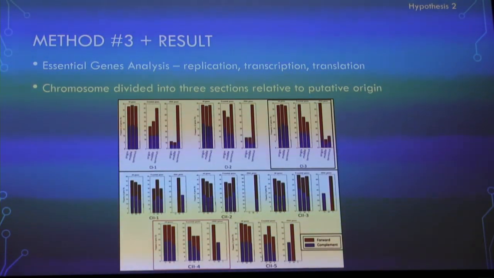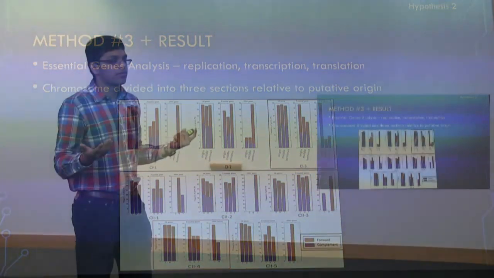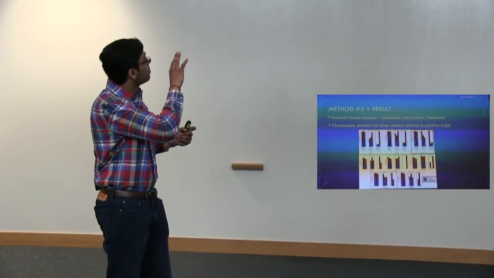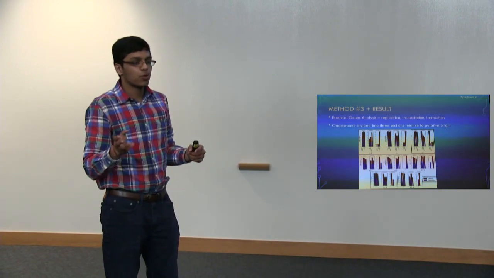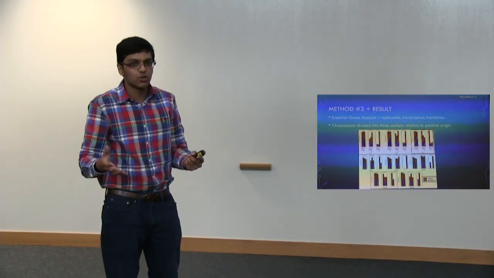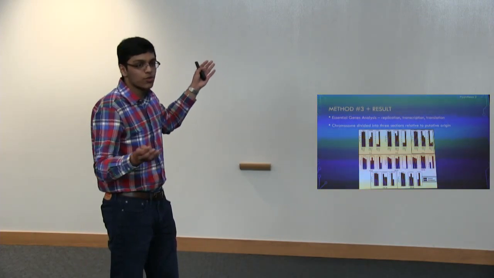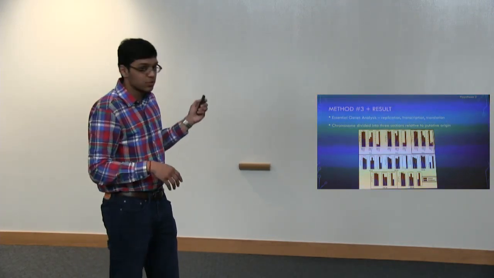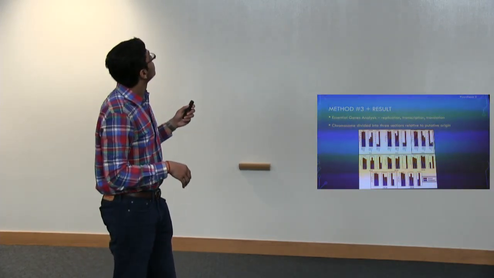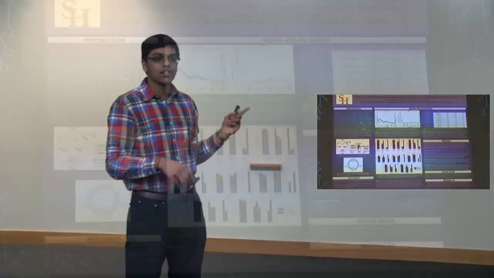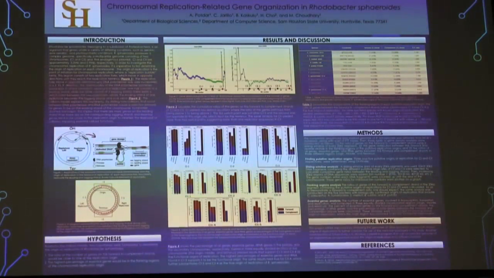So that further substantiates our theory that the third potential origin of replication for chromosome 1 is the functional and true origin of replication, and the same goes for the 4th potential origin of replication for chromosome 2. So that was my poster that I presented at the American Society for Microbiology.